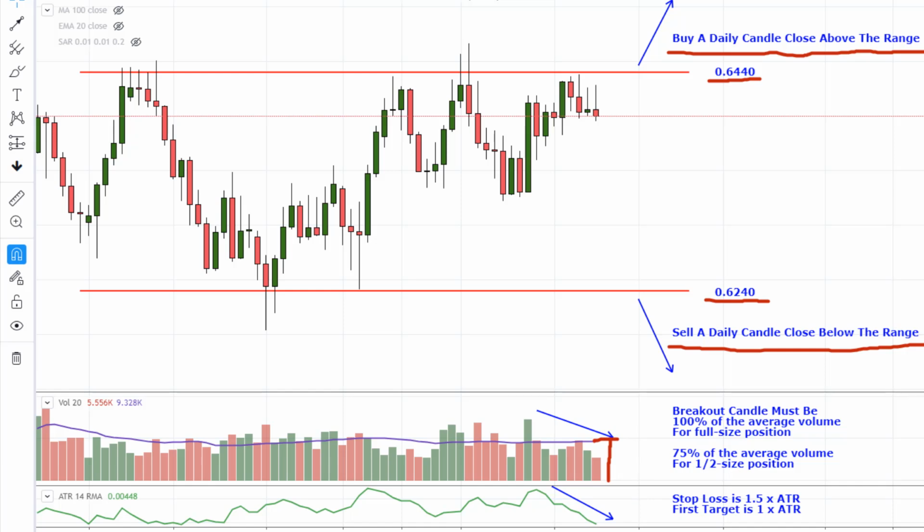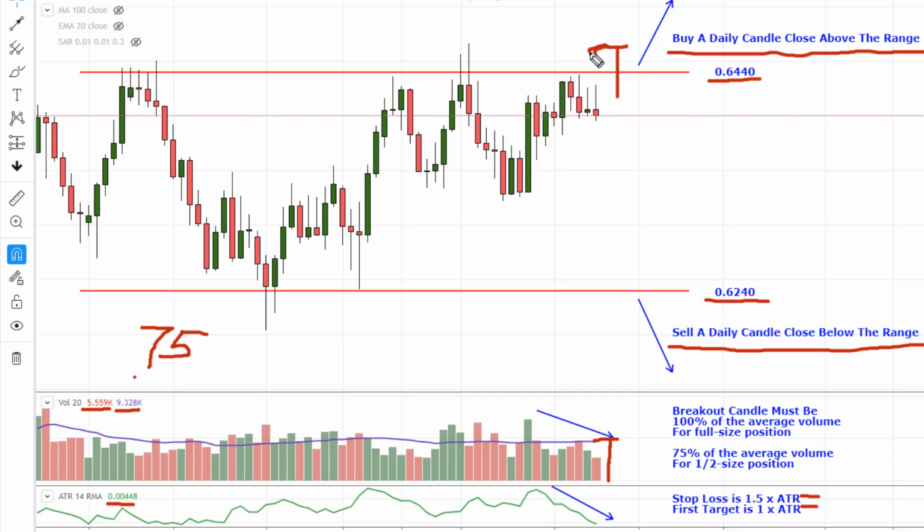If it doesn't reach the average but does reach at least 75% of the average volume, I'll open a half-size position to reduce risk. You can calculate the percentage by dividing the volume by the volume average, and you should get 0.75. If you don't get at least 0.75, stand aside on the trade and wait for the next opportunity. Your stop loss will be 1.5 times the ATR, and your first target will be 1 times the ATR. What that means is on the breaking candle, you'll look over here to get the ATR, and let's say this candle breaks up here, and that's your entry.